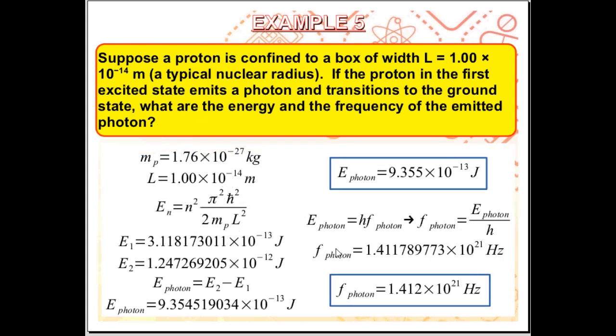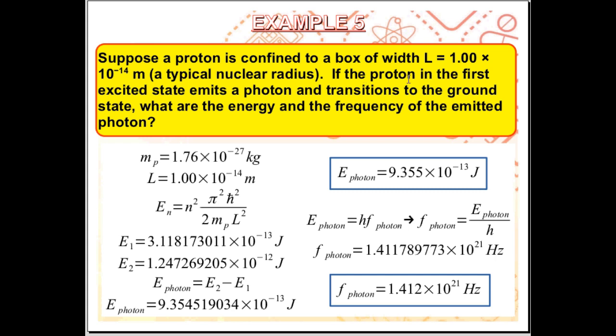Next, we have the following example. Example 5. Suppose a proton is confined in a box of width L, 1 times 10 to the negative 14 meters. So instead of an electron, this time we have a proton, and it's confined to move only within this region, a box of width L.